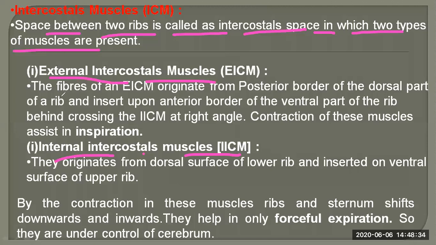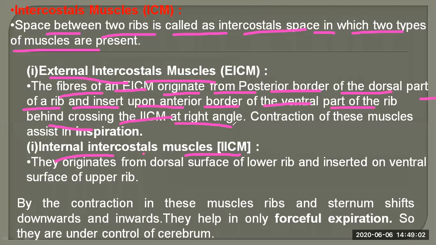The fibers of the external intercostal muscles originate from the posterior border of the dorsal part of a rib and insert upon the anterior border of the ventral part of the rib behind, crossing the internal intercostal muscles at a right angle.